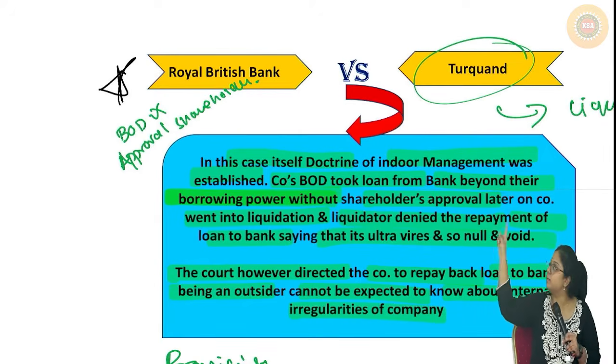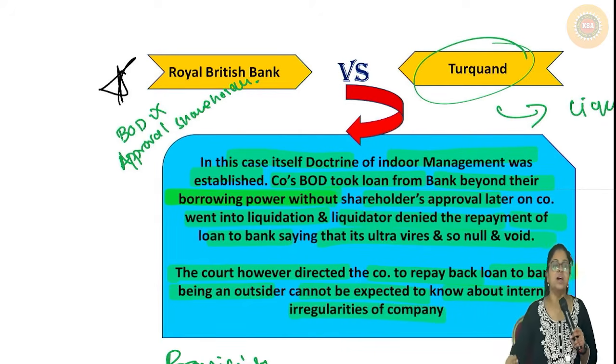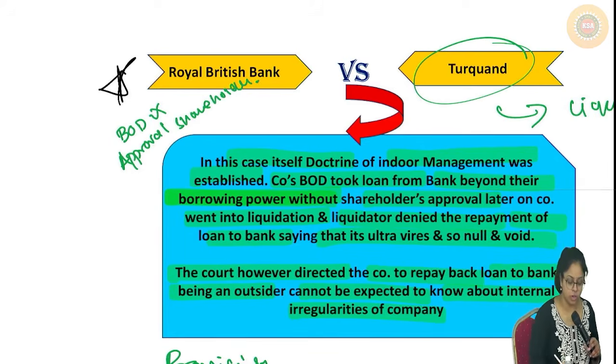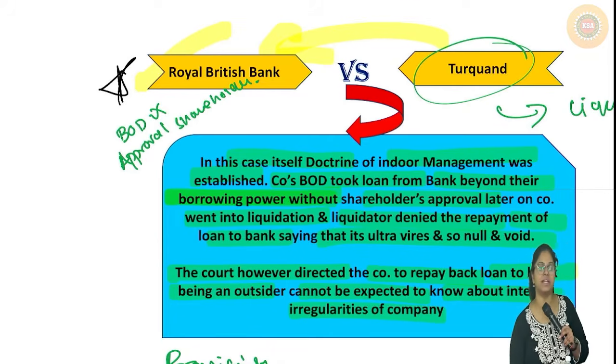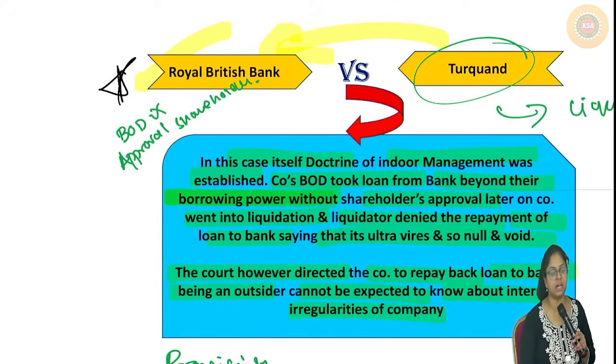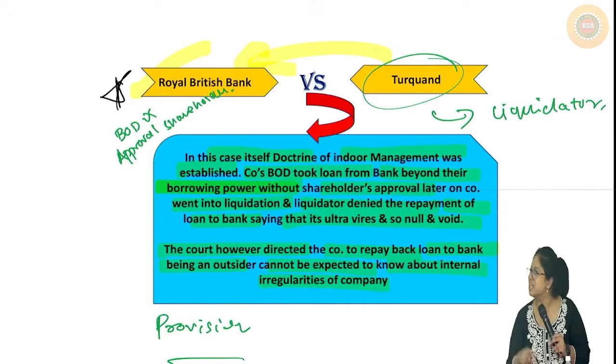Yes. So here the doctrine of indoor management will protect the Royal British Bank, and that's what the court also said, that the bank will be protected and Turkant is supposed to pay whatever settlement amount has to go to the bank. Are you able to understand this case law? So this is the last case law.